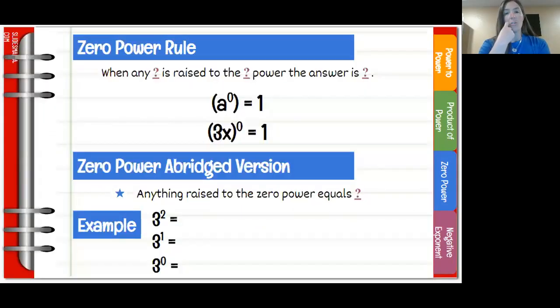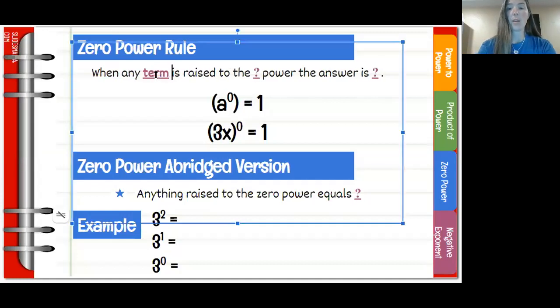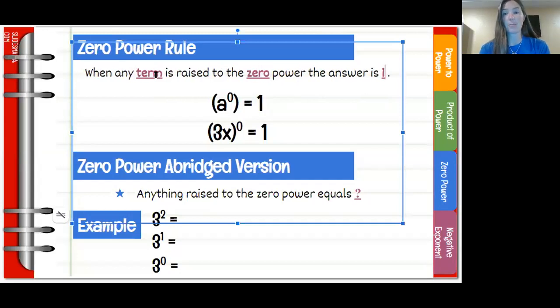The first thing we're going to look at is the zero power rule, and that's because this one is kind of the easiest. When any term is raised to the zero power, the answer is 1. That's it, okay?